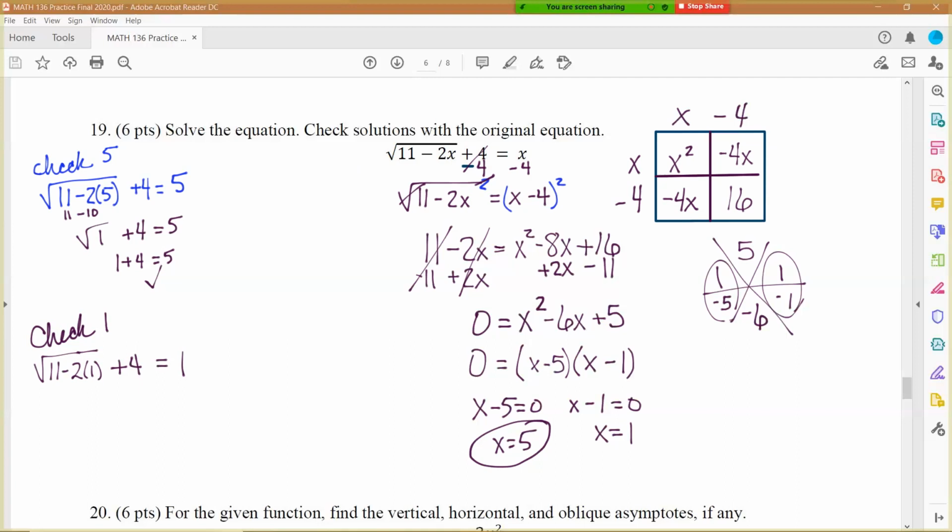If I start to simplify, 2 times 1 is 2, 11 minus 2 is 9, so the square root of 9 plus 4. The square root of 9 is 3. Is 3 plus 4 equal to 1? No, definitely not. That one does not work. This is extraneous. Make sure that you don't circle it as part of your answer. You can mark it out. You can write extraneous.